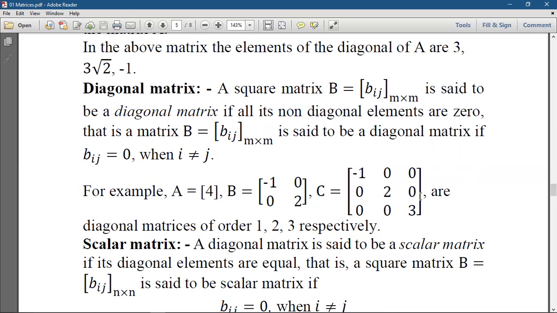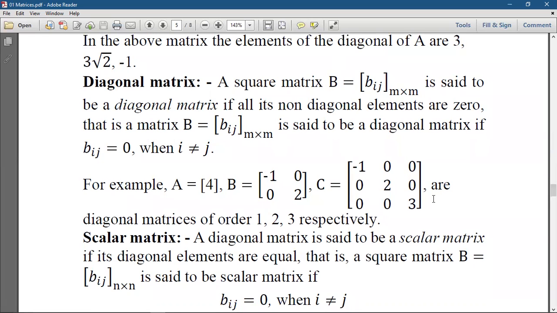Similarly, here we have a 3 by 3 matrix, a third order matrix. The order of matrix A is 1, B is 2, and C is 3 respectively. The diagonal element of A is 4, B has diagonal elements -1 and 2, and C has -1, 2 and 3. Next one is the scalar matrix.